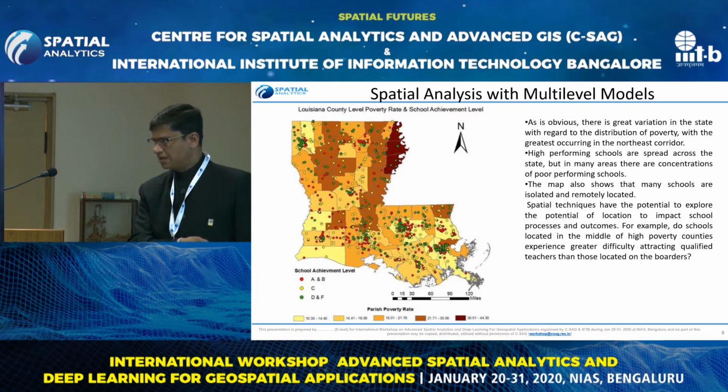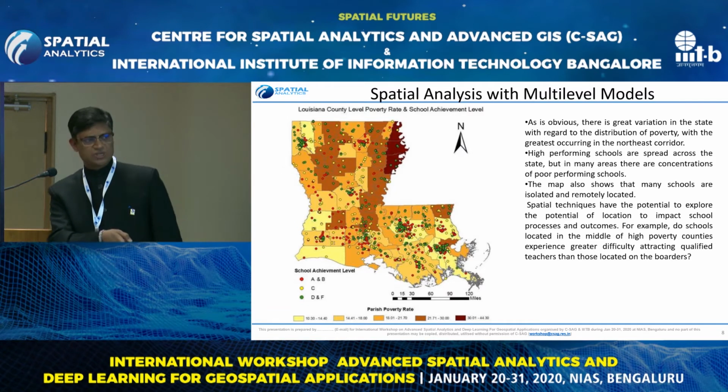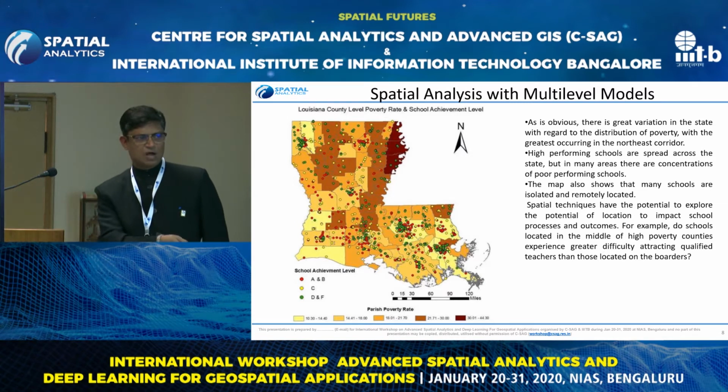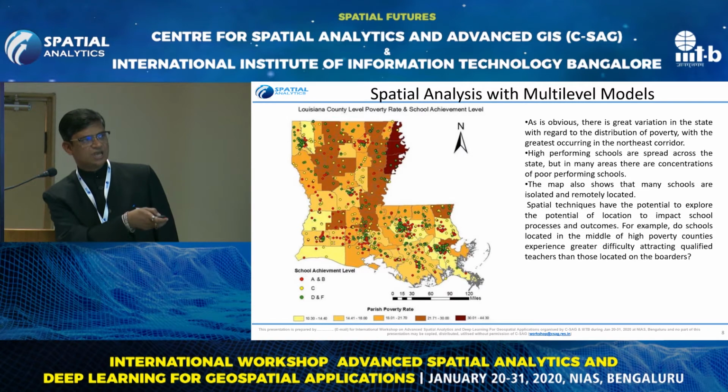The spatial techniques, like those I have already shared with you, and there are some more which I'm not discussing, have the potential to explore the impact of location on school processes and outcomes. For example, do schools located in the middle of a high poverty area experience greater difficulty attracting qualified teachers than those located on the borders?